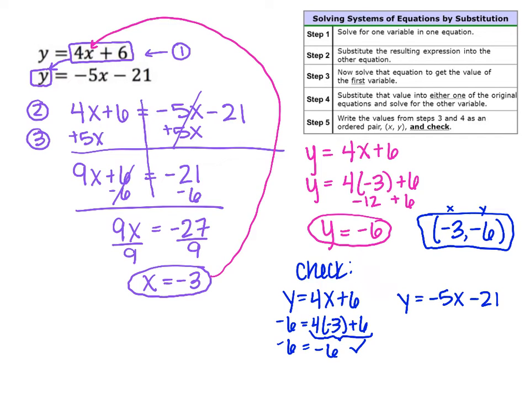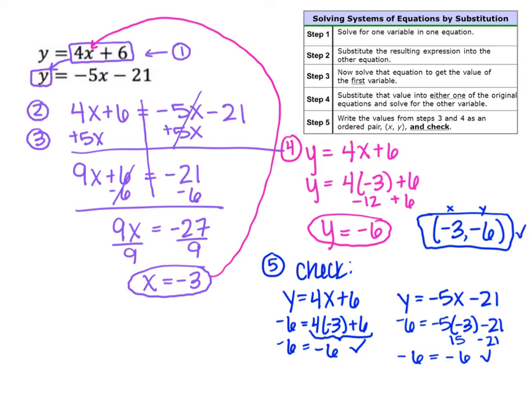And then the other one, if I put in negative 6 for y and negative 3 for x, that ends up being 15 minus 21. So I get negative 6 equals negative 6 again, which is also true. That means I checked my answer. I'm sure it's correct. Oh, I forgot to number. So this was step 4, and then writing my answer and my check was step 5.